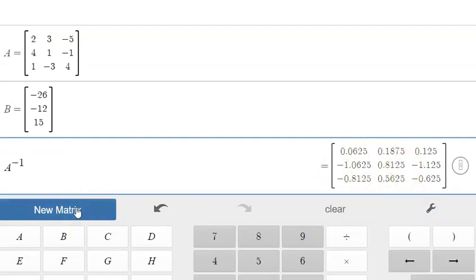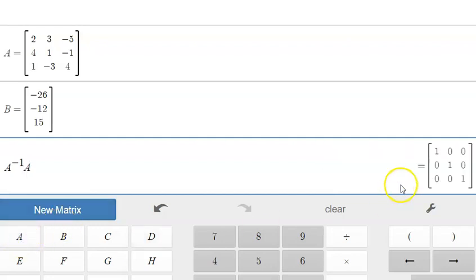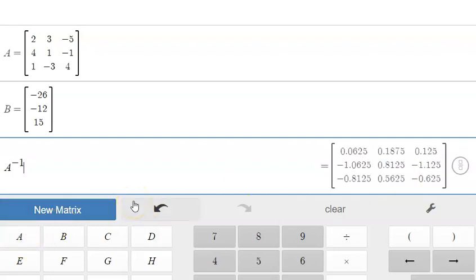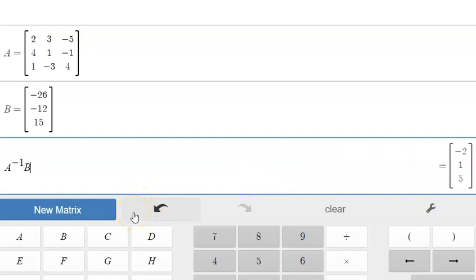But really, we don't need to type that or even write that when we solve a system, because we know matrix A inverse A is going to give us the identity, and A inverse B is going to give us the solution. So right here, I have the solution, negative 2, 1, and 5.